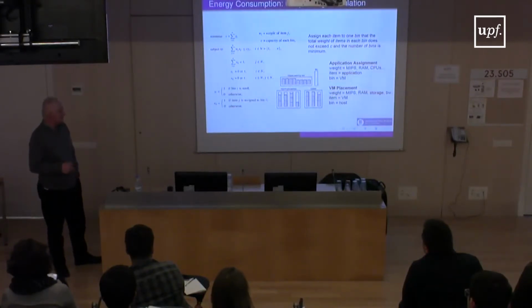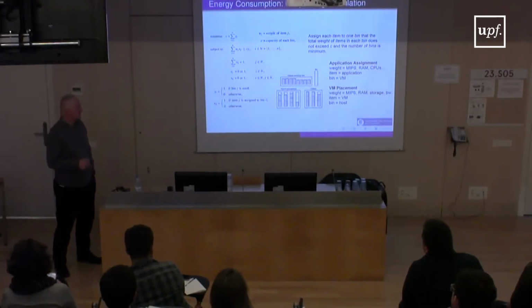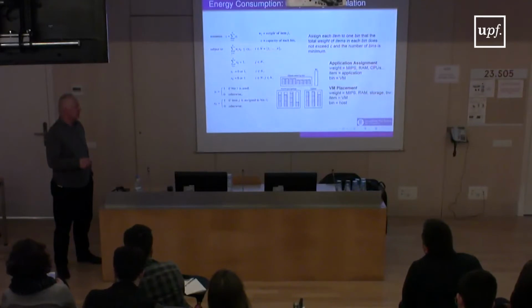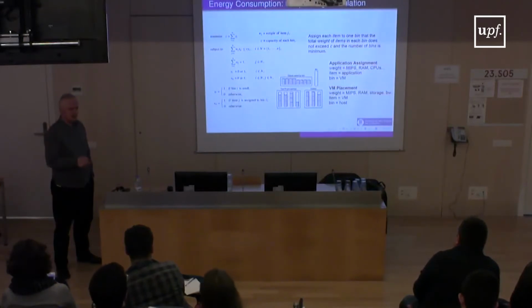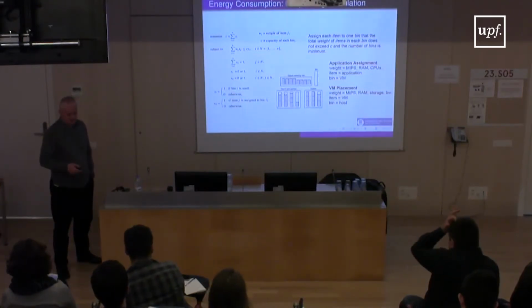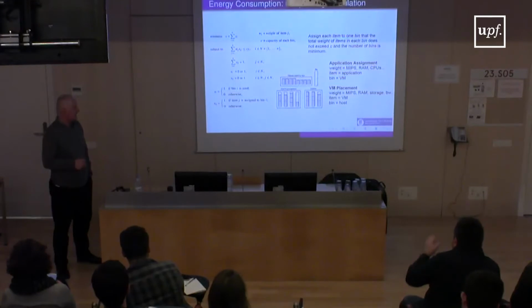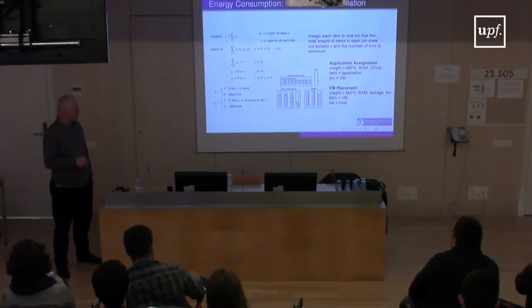So for the application assignment, we can consider that the weight of an application is the number of millions of instructions per second. We could also use just the amount of memory or the CPU, or we can make a combination of them, right? Like just summing them up, for example. An item is an application, and the bin is the virtual machine. So this is the virtual machine, right? And then we try to put different applications into this bin.